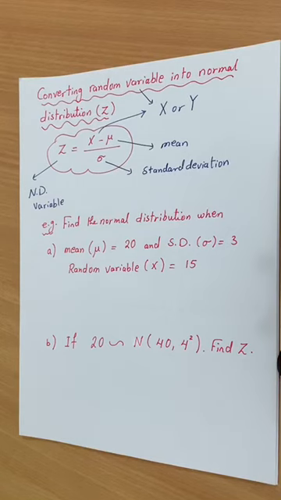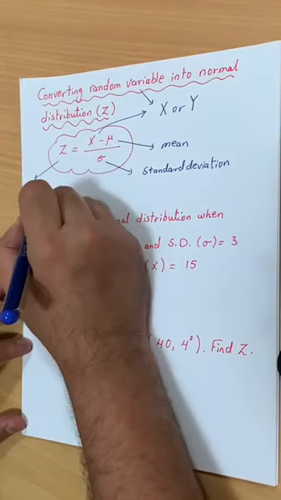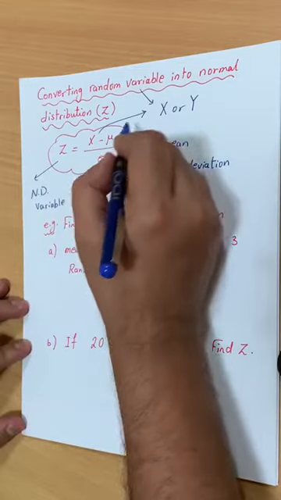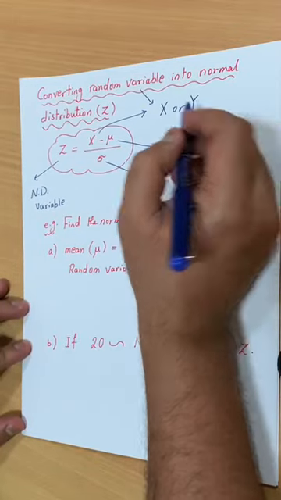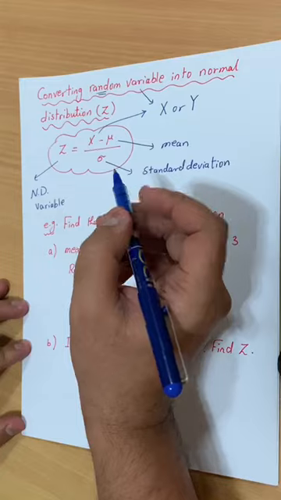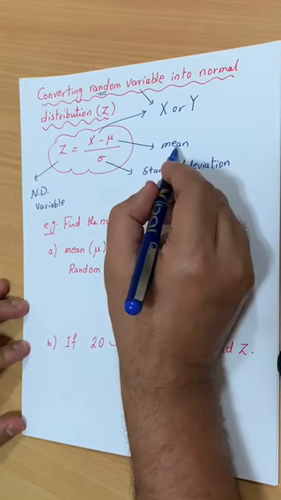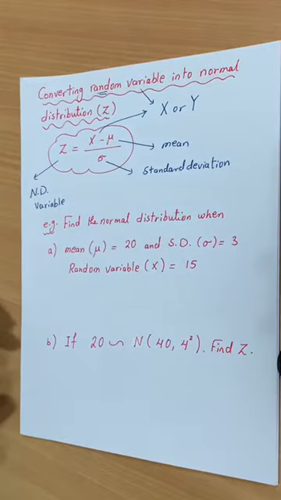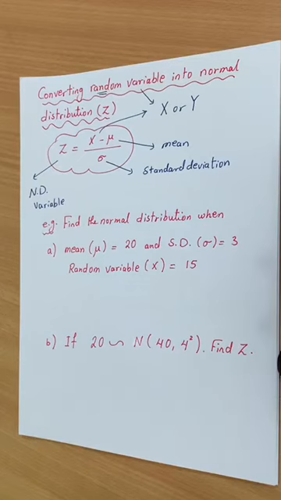Converting random variable into normal distribution Z. We have a simple rule. Z is normal distribution variable. X is the random variable. Mu is the mean value. Sigma is standard deviation. And remember, sigma squared is the variance.